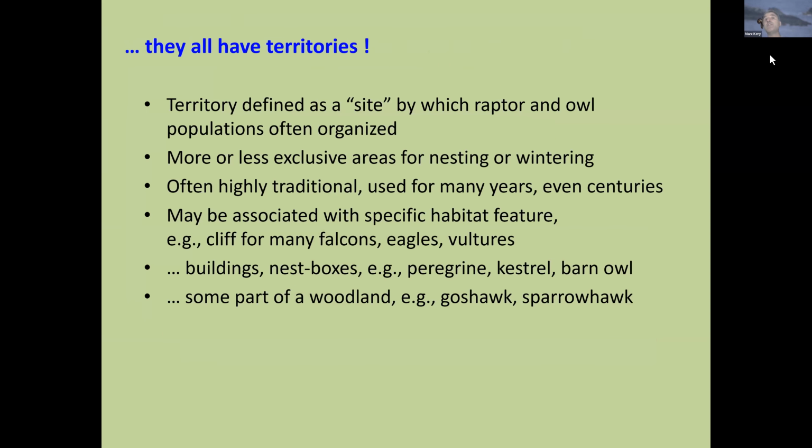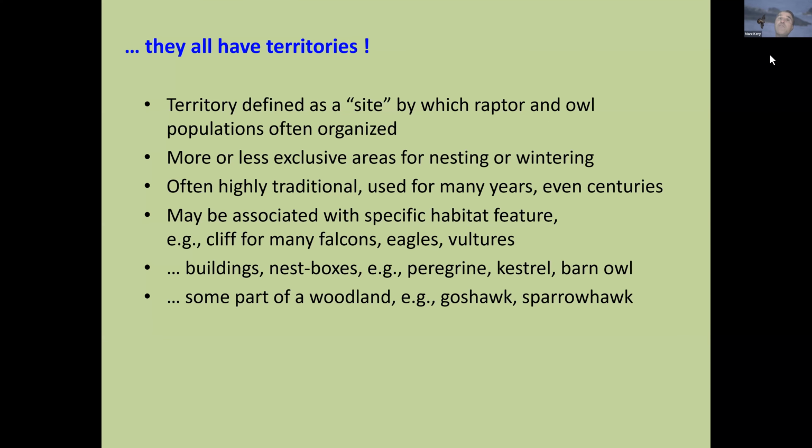They have territories. A territory can be broadly defined as a site by which these raptor and owl populations are often organized very strictly. So there are more or less exclusive areas for nesting or wintering, and often they're highly traditional. In some cases, the same territory may be used for centuries even. For some of the falcons, this has been proven with carbon dating, for example.